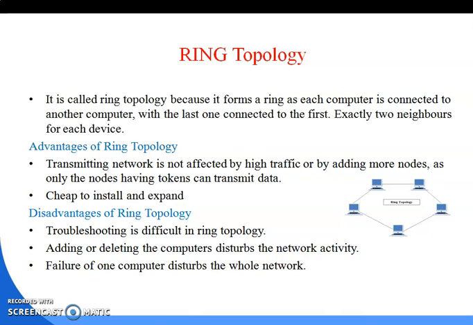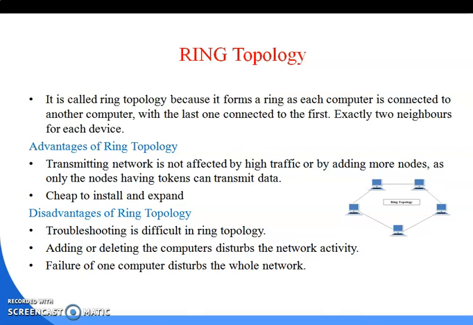So it is no problem how many computers are connected within that network. When a computer starts sharing information, it must have the token, it must communicate with the token system, right? Cheap to install and expand, very cheap to install and expand. But the disadvantage of ring topology: troubleshooting is difficult in ring topology. Adding or deleting a computer disturbs the network activity.